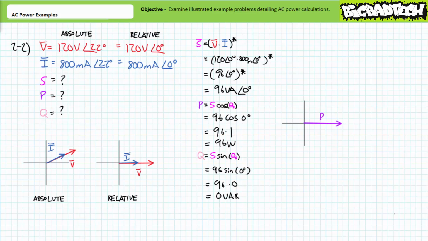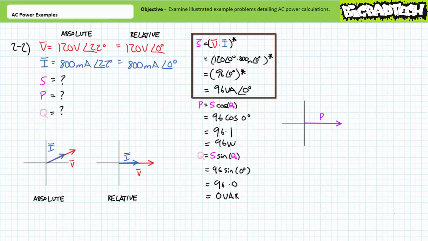When expressed using voltage as the reference, the voltage phasor equivalent is 120 volts at an angle of 0 degrees, and the current phasor equivalent is 800 milliamperes at an angle of 0 degrees. Given current appears to be perfectly in phase with voltage, we're most likely dealing with a purely resistive impedance, and as such, we should expect all of apparent power to be directed towards real power, and none of it towards a reactive interchange. Let's see if this is the case.